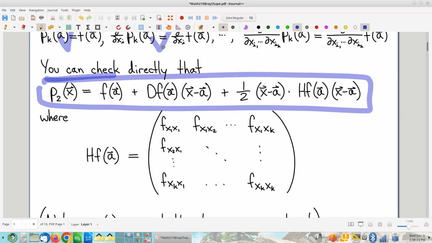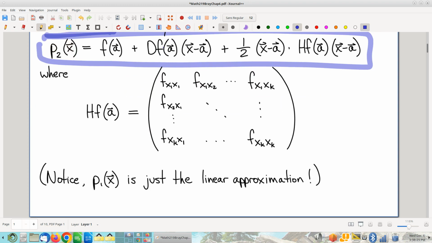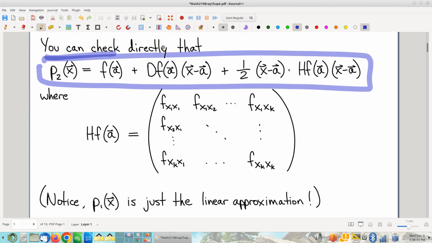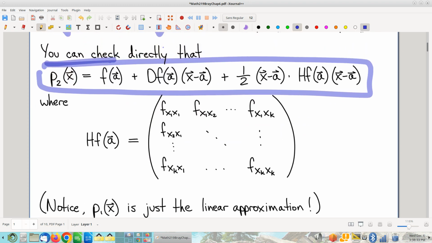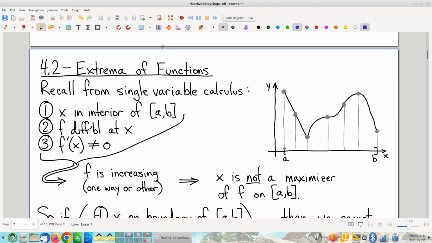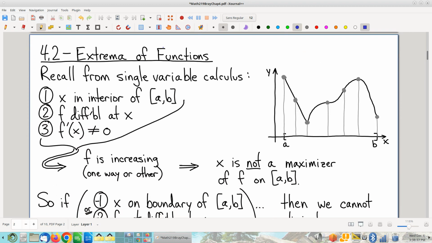Okay, so that's all I'm going to say about 4.1. Everything else is either, again, review of single variable stuff or pretty much what I just told you right there. So I'm going to move on now to 4.2. 4.2 is where we start optimization. Optimization in single variable, again, hopefully is all familiar.